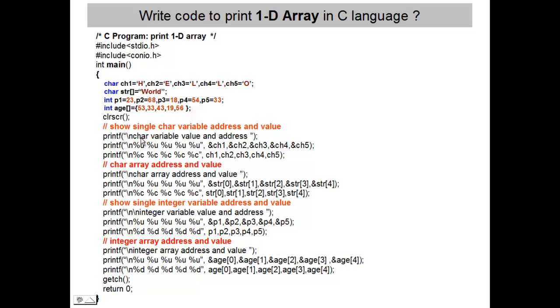To print a single variable's address and value, I am using the format specifier %u, because the address size is 2 bytes, that is, 16 bits. So to print the address of ch1, address of ch2, address of ch3, and so on. Now next, the value of the variable with %c: ch1 ch2 ch3 ch4 ch5, these are the values of the variables.